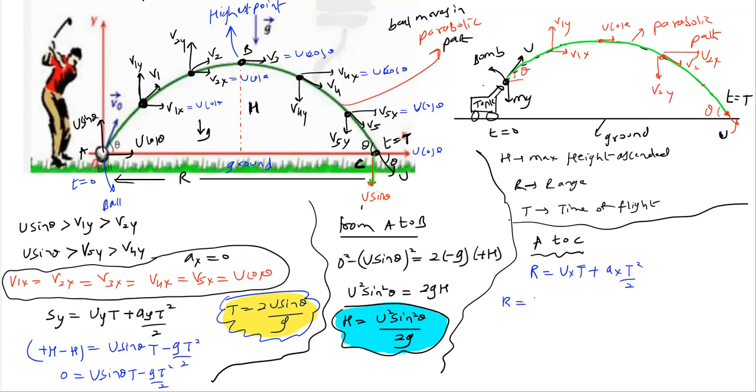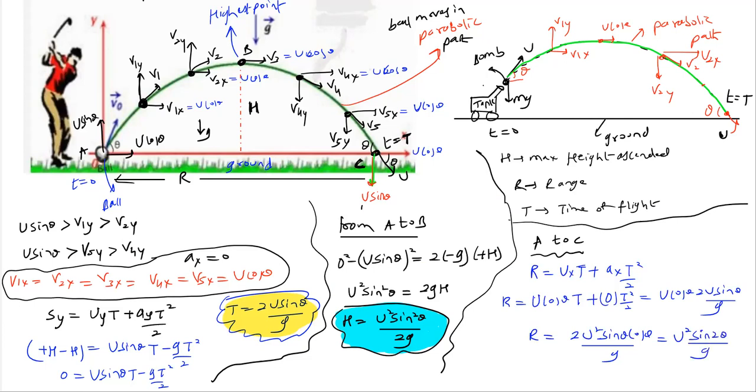Then range equals, what is ux? This one, u cos theta. What is the time of flight? T, and the second term is zero. So this will be u cos theta times 2u sin theta by g. So what is the range now? 2u squared sin theta cos theta by g, or u squared sin 2 theta by g. So here is the expression for the range of the projectile.